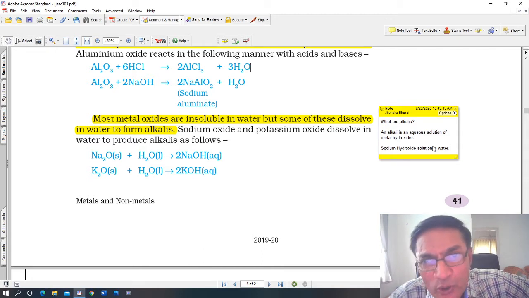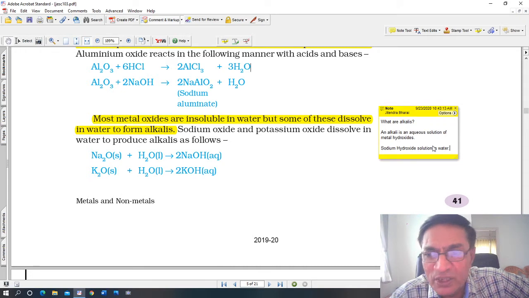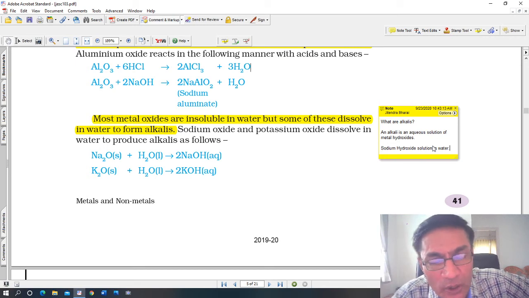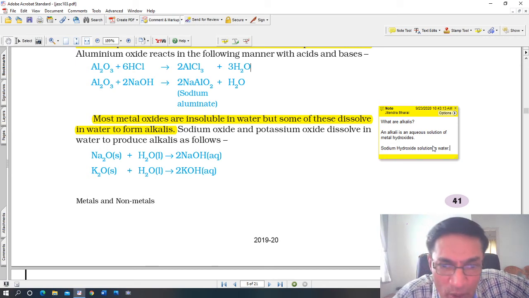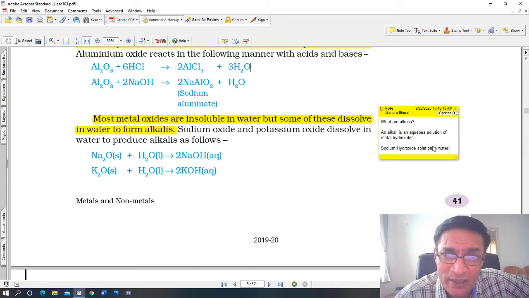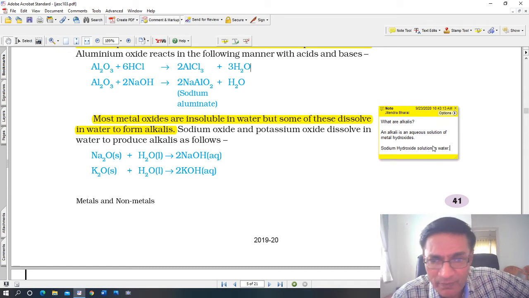Okay, sodium hydroxide is a base. When it is dissolved in water, you get an alkali. What is this alkali? Aqueous solution of sodium hydroxide. Now you can see वहाँ पे sodium oxide Na2O. Sodium oxide, when it is dissolved, or potassium oxide K2O, when they are dissolved in water, you get an alkali. That means the hydroxide solution in water.